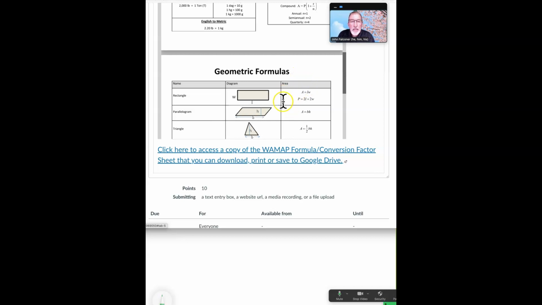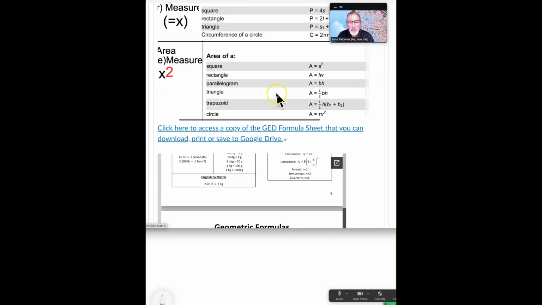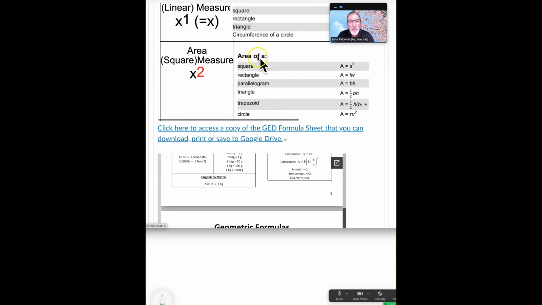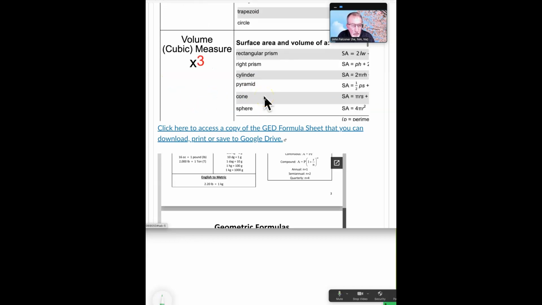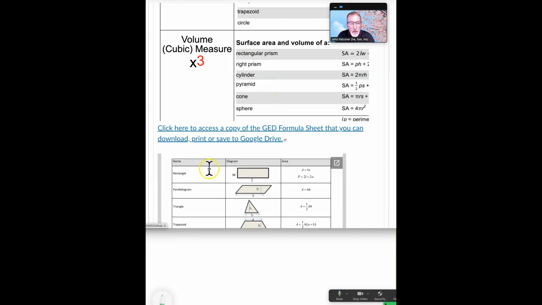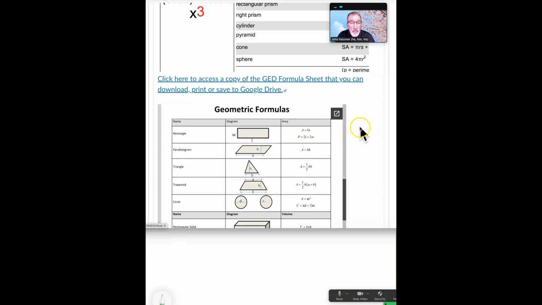So you can use either sheet. If you are planning to take the GED, you'll have to learn the GED sheet, which is this. You've got one-dimensional measure, which is linear, two-dimensional, which is area, that's squares and such, and then volume, which is three-dimensional.